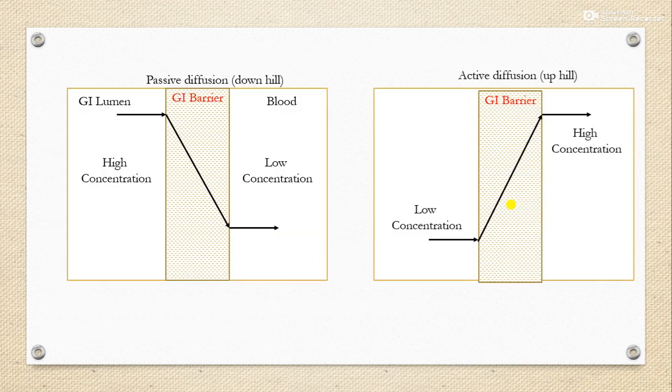In this figure, you can understand passive diffusion and active diffusion. So why is passive diffusion called downhill transport? Since the movement of drug takes place from a higher concentration region to a lower concentration region. Active diffusion is called an uphill process since the movement of nutrients or drugs takes place from a low concentration region to a high concentration region by expenditure of ATP.